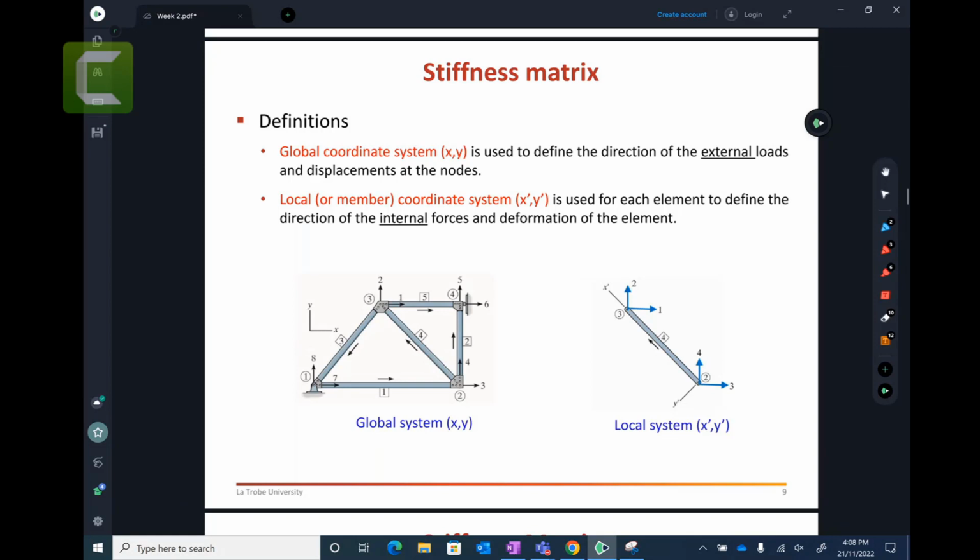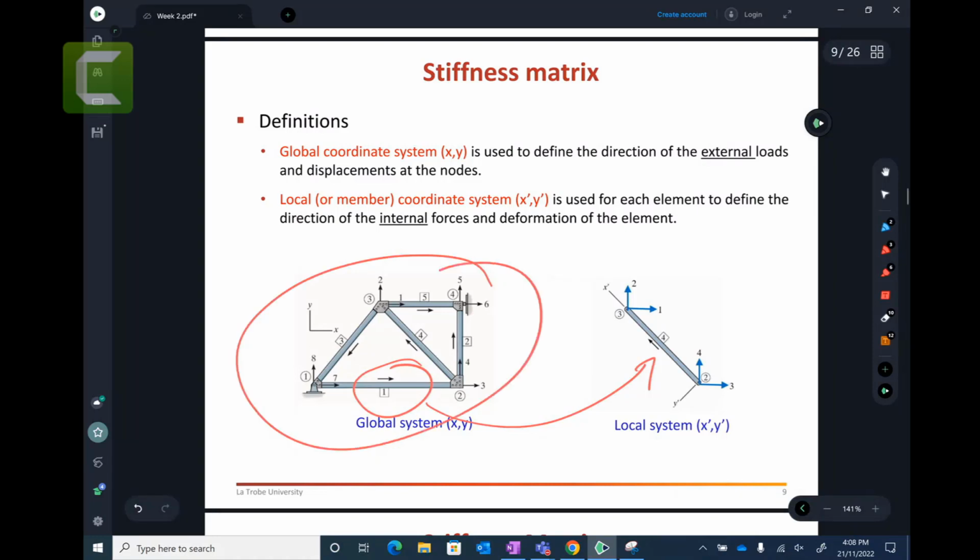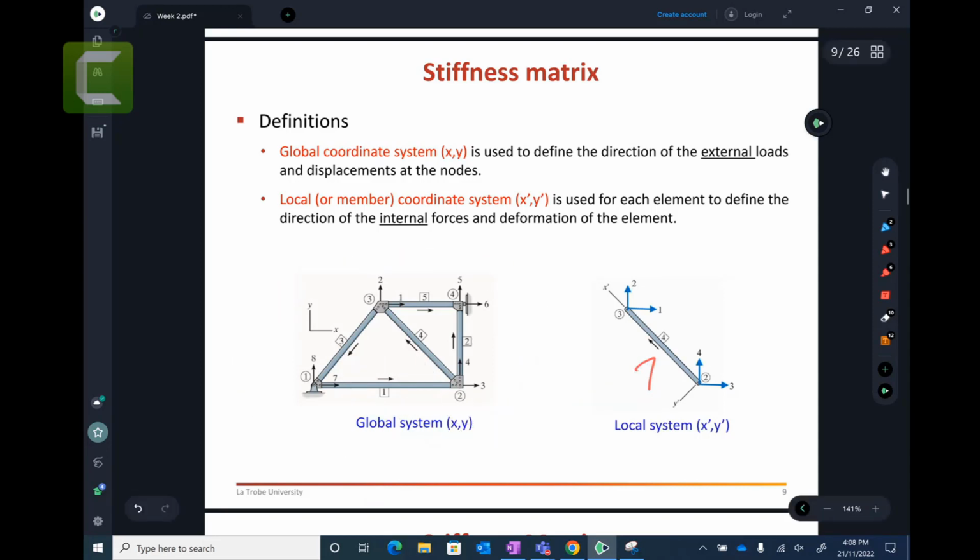OK, and local systems: when we work with these ones, we work with local systems. And when we work with the whole system, we work with the global system. Therefore, we need to make a relationship between the local and global systems. That's what I'm going to do next.